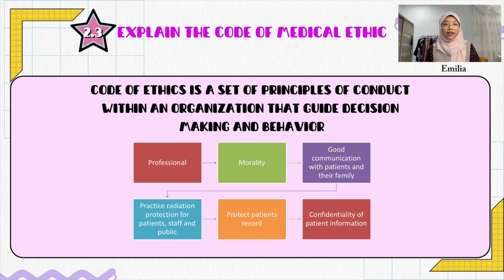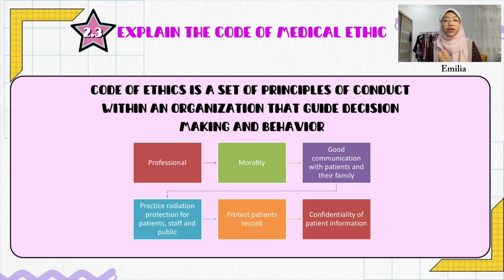I'm going to explain about the Code of Medical Ethics. The definition of the Code of Medical Ethics is a set of principles of conduct within an organization that guides decision making and behavior. The purpose of the code is to provide members and other interested people with guidelines for making choices in the conduct of their work. The first one is professional.